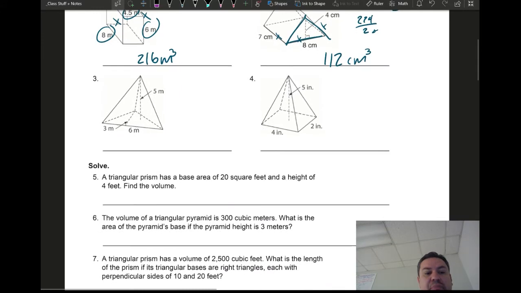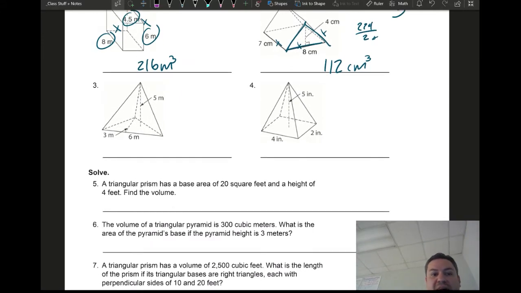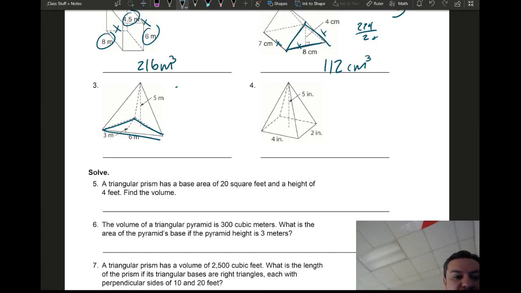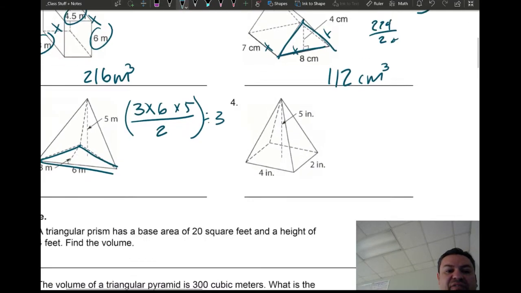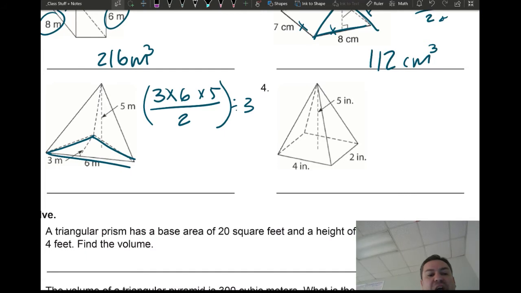Next, we have a triangular pyramid. The formula way to do this: find the area of the base, multiply by the height, and then divide by 3. But the fast way is to multiply the three numbers, 3 times 6 times 5, divide by 2, and then whatever you get, divide by 3. And if you don't believe me, you can always use the formula, but this is the fast way to do triangular pyramids. Multiply the three numbers, divide by 2, then divide by 3.